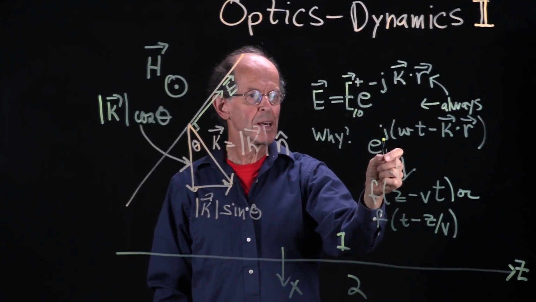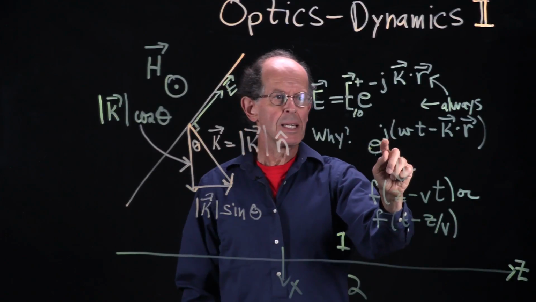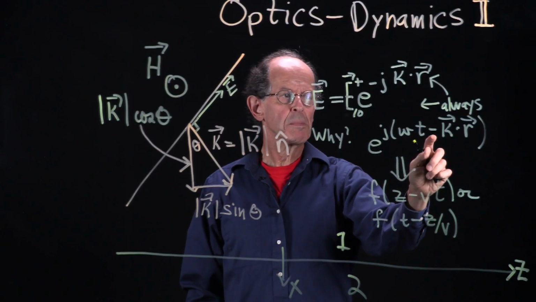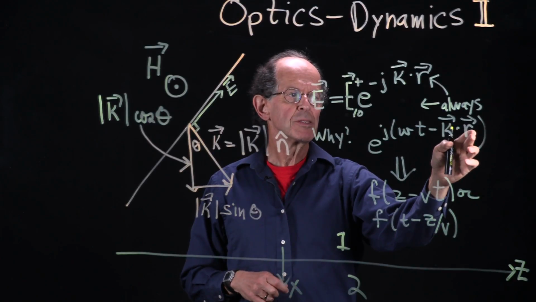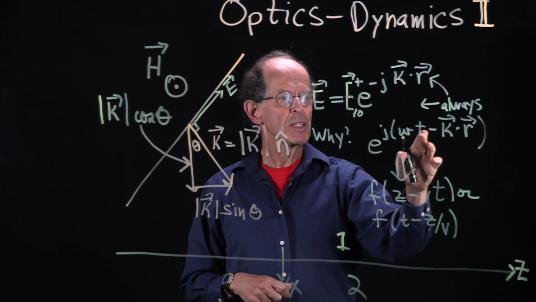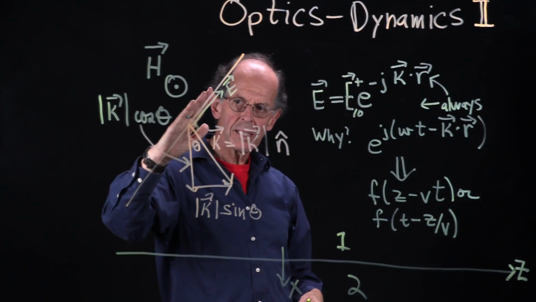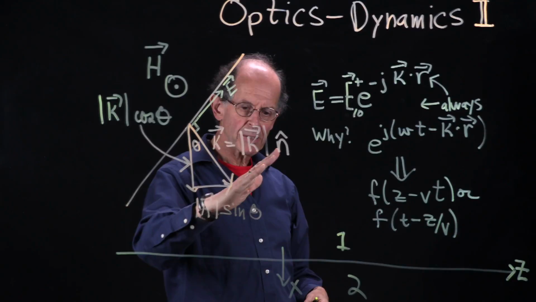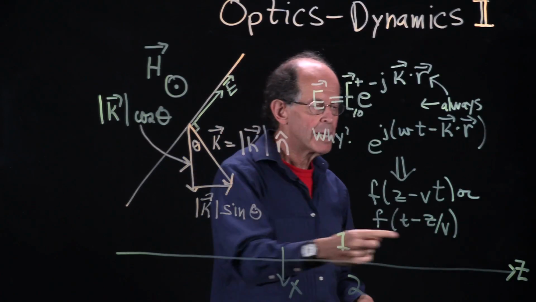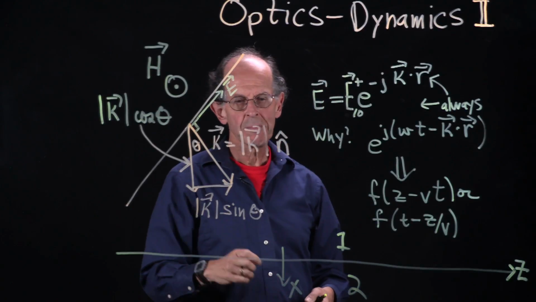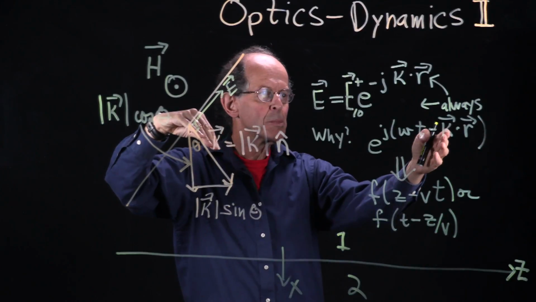Why not a plus sign? Well, if we put in the time dependence, e to the j omega t minus k dot r. As r increases or decreases, time evolves. Now, in this case, the plane is moving in this direction. It's in the direction of increasing x and increasing z. K is the normal, so as long as we fix k, the problem is solved.